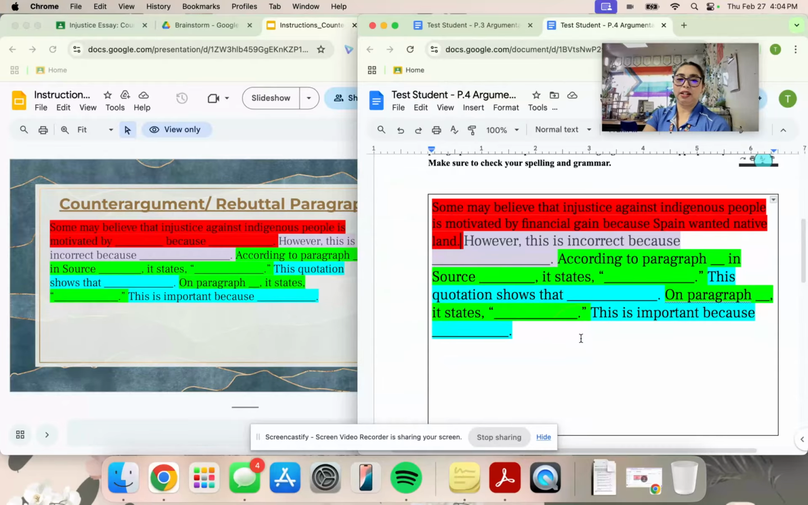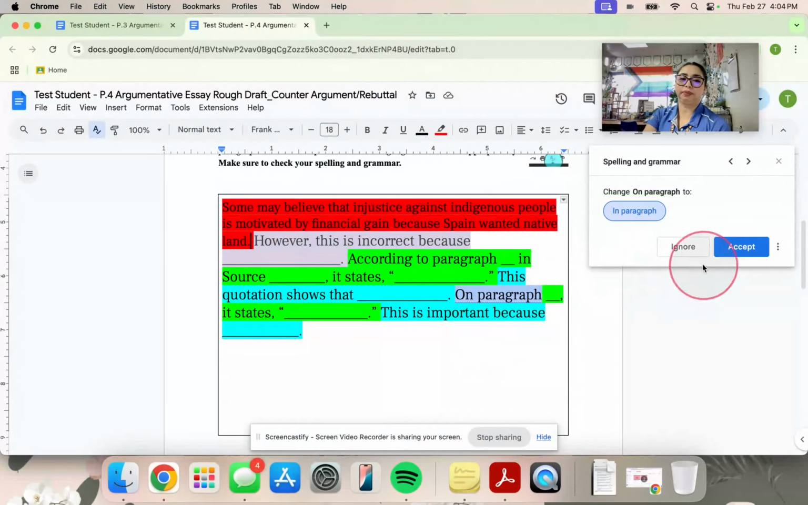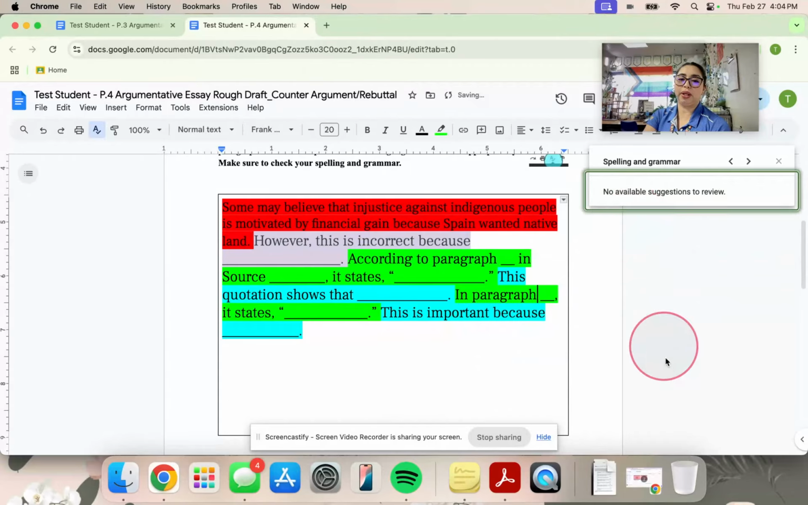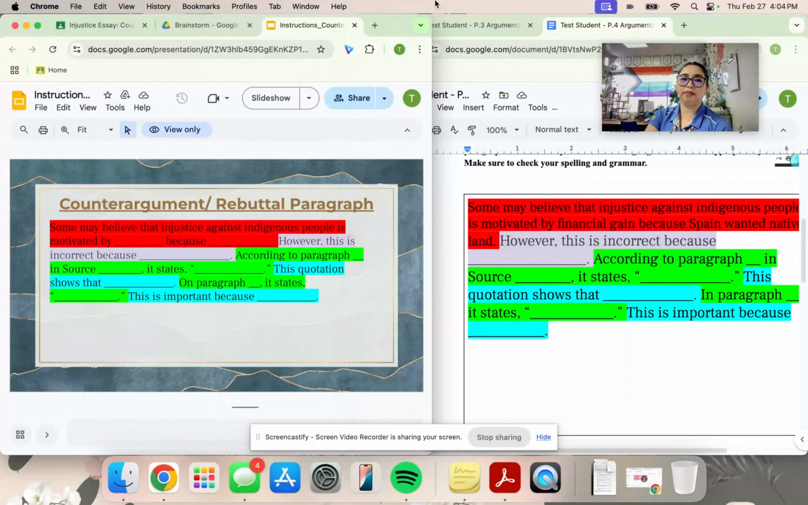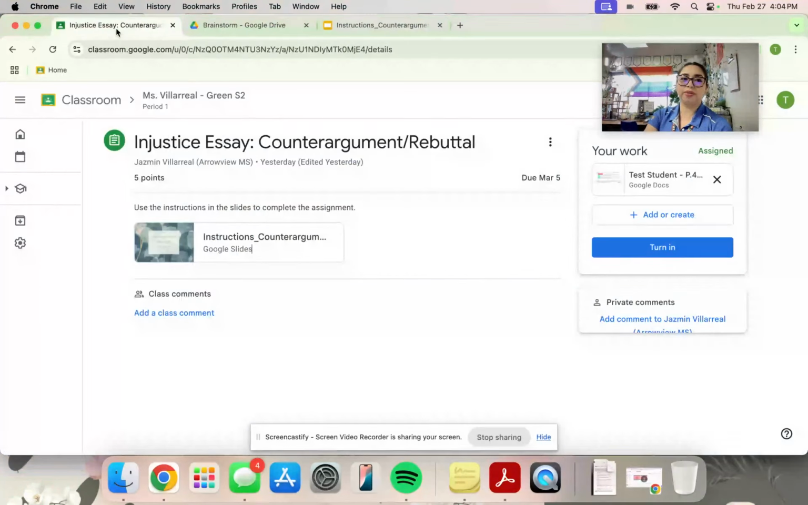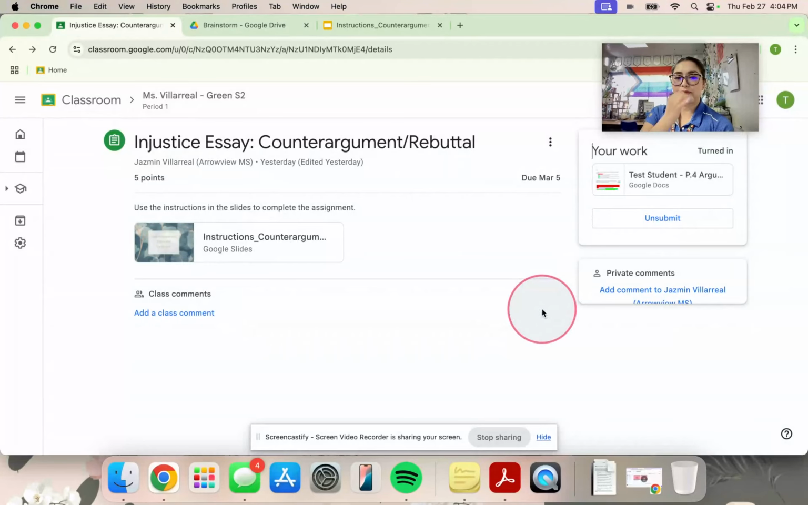Nice. So final thing, I'm going to make sure that I spell check. Oh, let's change that in paragraph blank. All right, cool. And now I'm all done. Now I can go ahead and turn this in. So I can go back to Google Classroom and go ahead and turn in this assignment. Turn it in. And there we go. That's it. We're done with that.